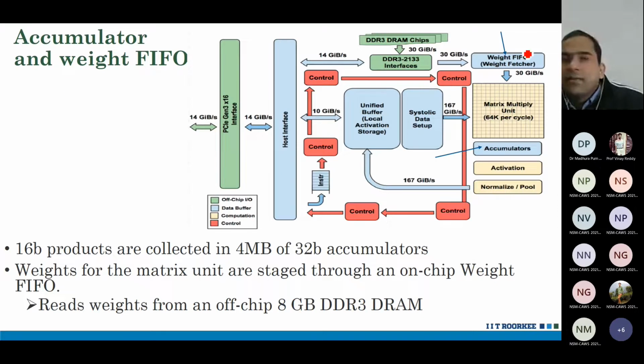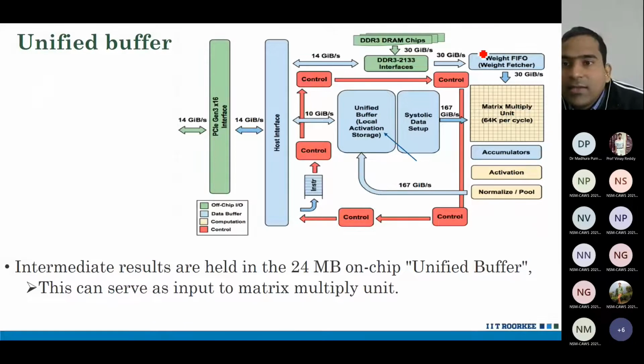Let us now focus on the accumulator. This is the accumulator and the weight FIFO. 16-bit products are collected in 4 megabytes of 32-bit accumulators. Weights for the matrix unit are staged through an on-chip weight FIFO. For this weight FIFO, we read the weights from an off-chip 8 gigabyte DDR3 DRAM. Now let us see the unified buffer, which is also called local activation storage. Intermediate results, that means the outputs of intermediate layers, are stored in this 24 megabyte on-chip unified buffer. This serves as the input to the matrix multiply unit.